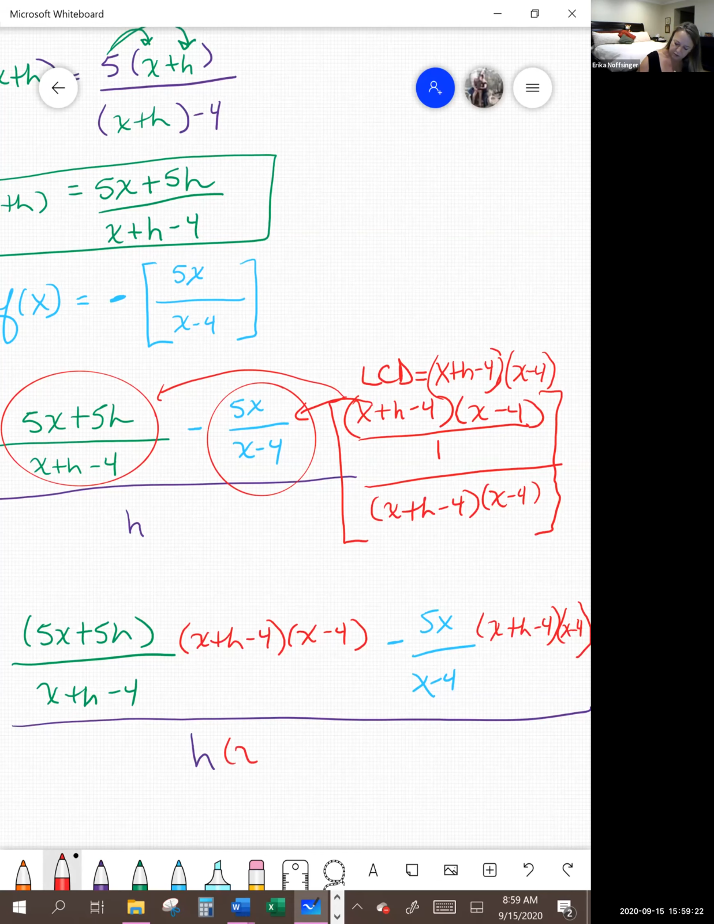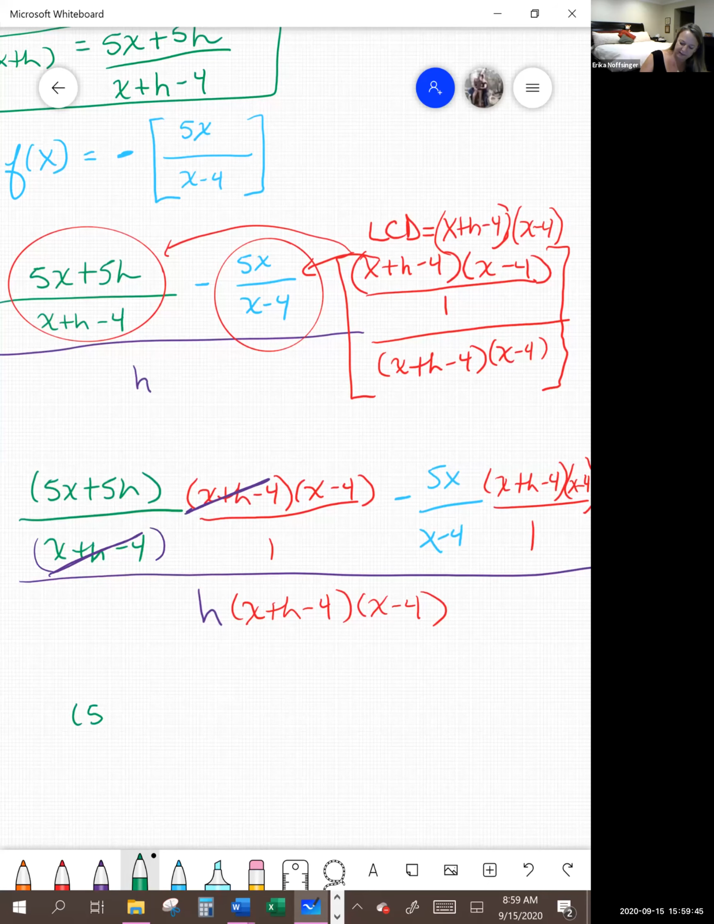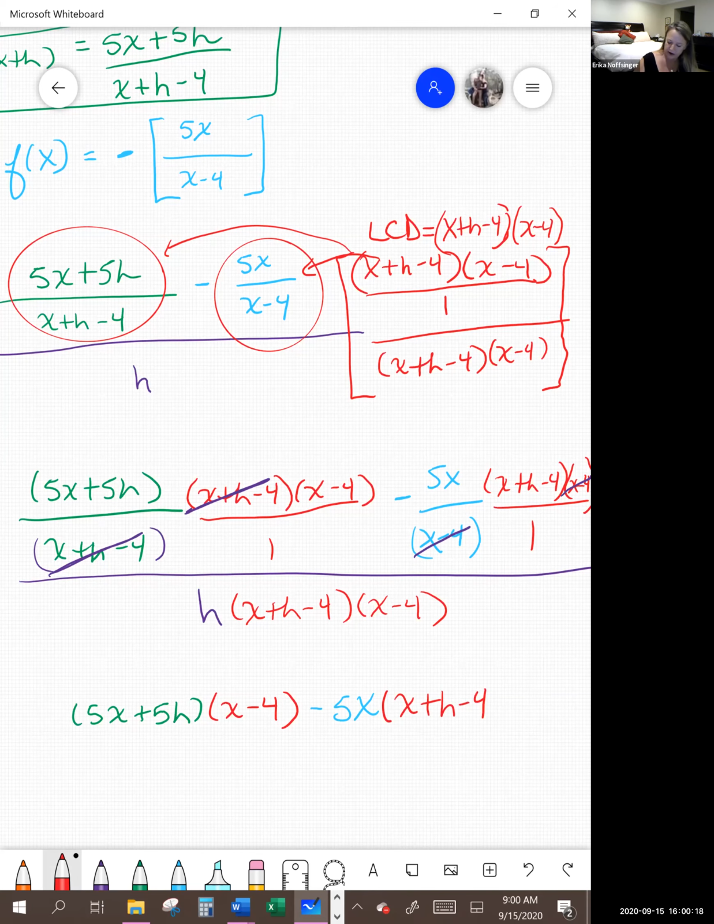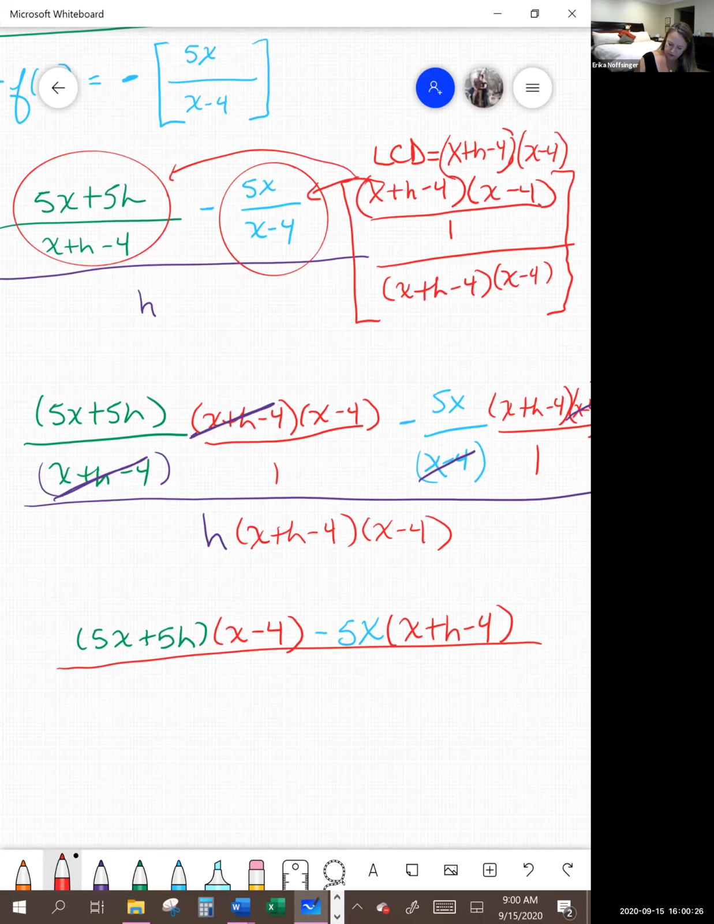And so notice here our x plus h minus 4 is going to cancel in both of these. So you're left with just the numerator, that first fraction in the numerator, 5x plus 5h, all times the piece of the LCD that didn't cancel, x minus 4. This other piece, this x minus 4 and this x minus 4 cancel. I'm left with a negative 5x or minus 5x, times the piece of the LCD that didn't cancel, x plus h minus 4. We are not going to distribute the bottom. That's usually a trick, not to distribute the piece that you weren't trying to manipulate. So we have h all times x plus h minus 4 all times x minus 4.